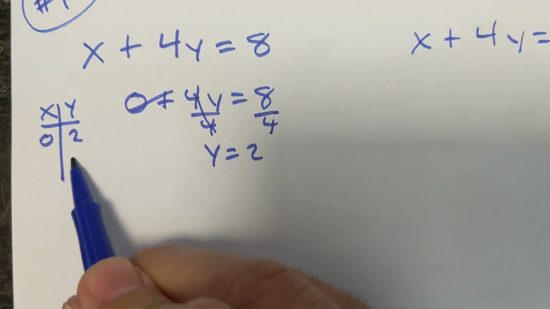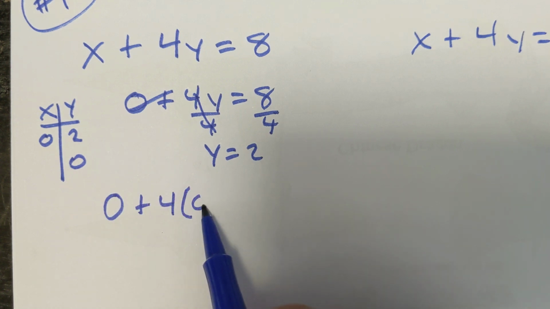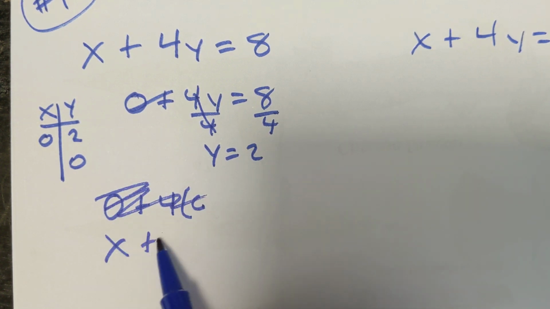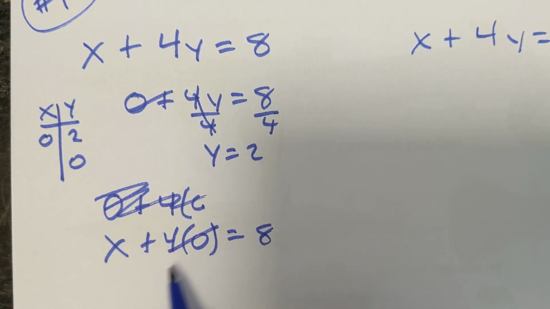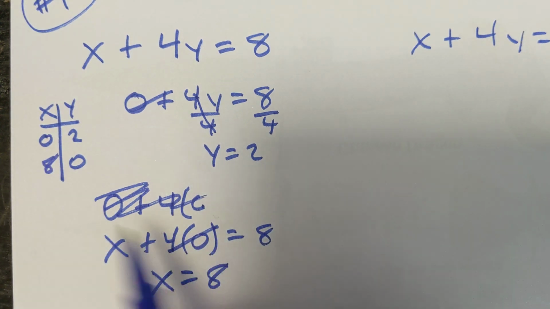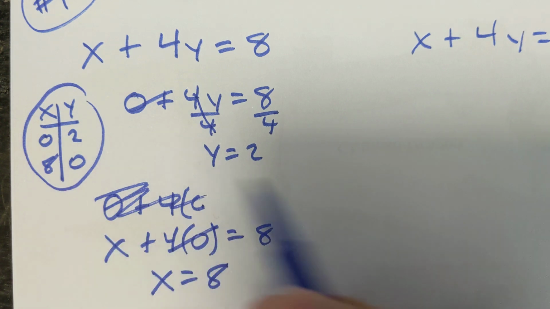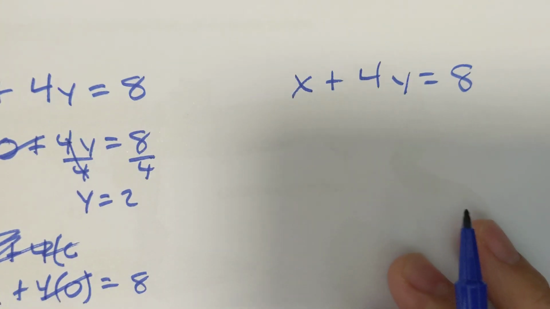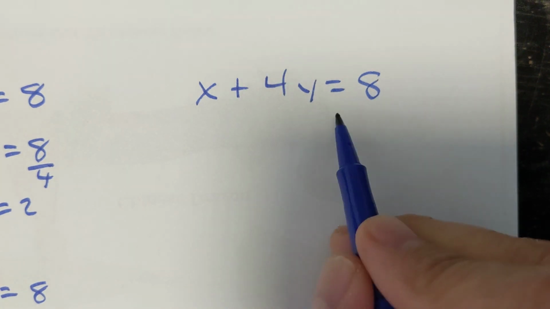And then if we plug a 0 in for y, we get x plus 4 times 0 equals 8. That disappears, and then this one just spits the answer out. X equals 8. Okay, so in just a sec, I'll graph that. Y-intercept of 2, x-intercept of 8. Now, the other option, like we've been talking about, would be to change it into slope-intercept.